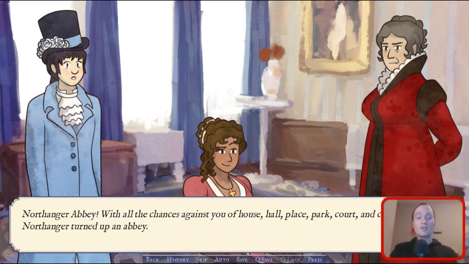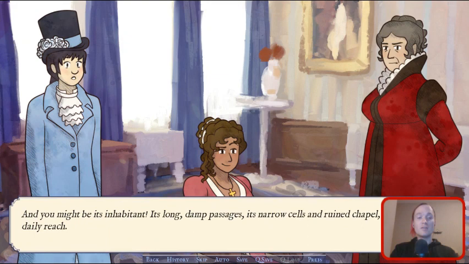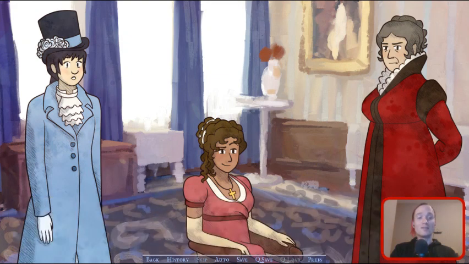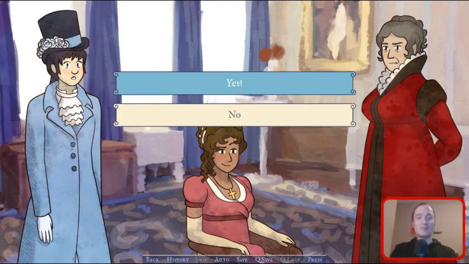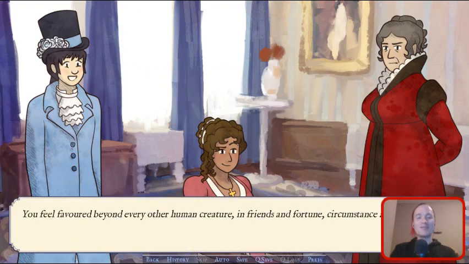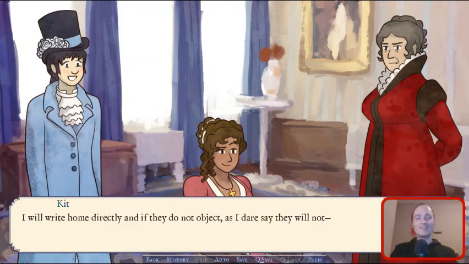Northanger has park, court, and cottage. Northanger turned up an abbey. And you might be its inhabitant, with passages, narrow cells and chapel in your daily reach. Oh, we're pumped. Yeah. Okay, yes! You feel free in friends and fortune.